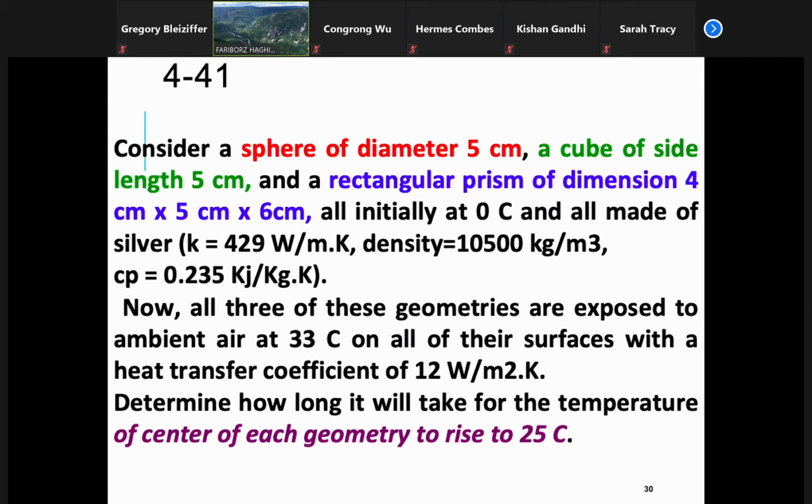What do I mean by that? Right now we have learned two procedures. One procedure where we can ignore the internal resistance, and we end up with a very simplified equation, or we cannot ignore the internal resistance, and that becomes a complicated one. Therefore, now we have to calculate the Biot number. You have the conductivity, you have the length, thickness, and you have h. That's the first thing we have to do.